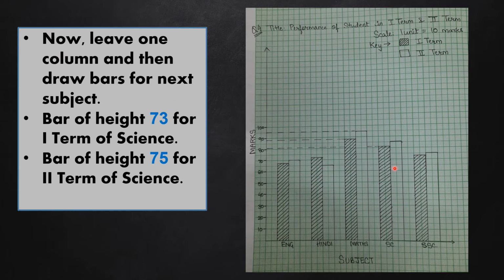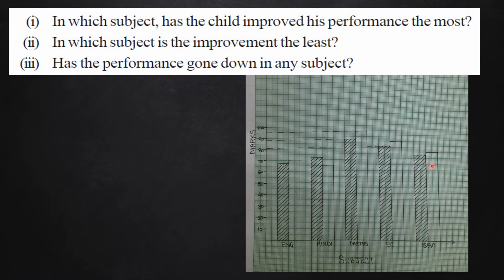Again, leave one column and draw the bars for the next subject. So the last subject also has been plotted on the graph now. It's 73 for the first term and 75 for the second term. And this completes the drawing of the bar graph. But there is something more left. We have been asked a few questions also, so we'll answer those questions.